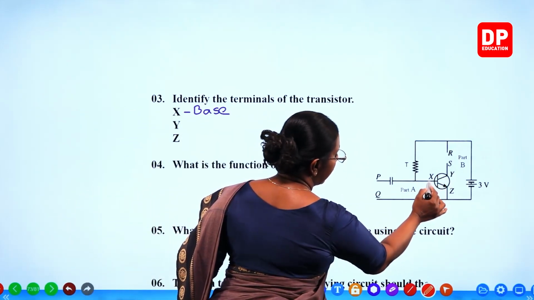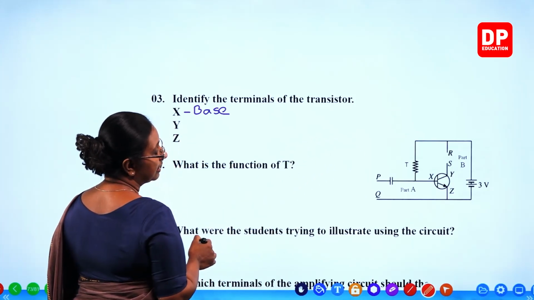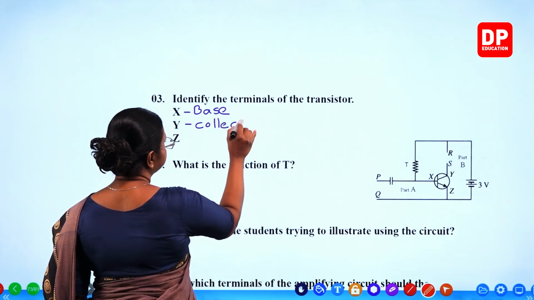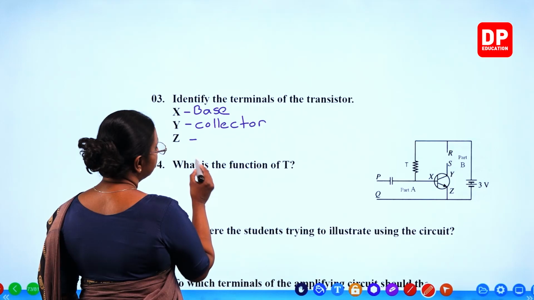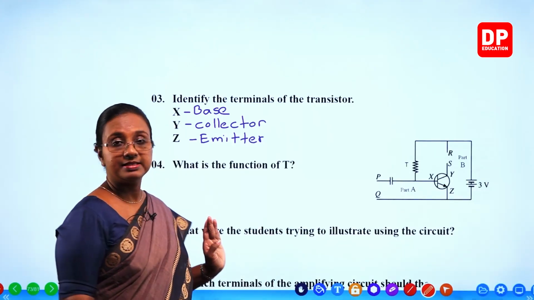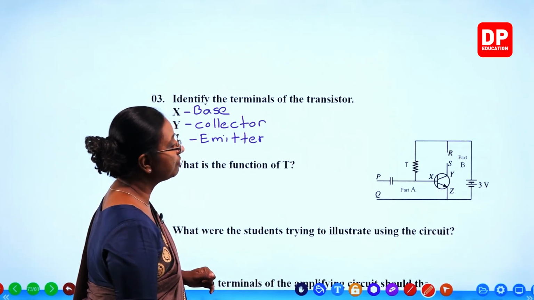Then always the arrowhead indicates the emitter. Then the other terminal is the collector. So Y is the collector and arrowhead is at the Z terminal, so it is the emitter. Base, collector and emitter, X, Y and Z. Is that okay? Then the fourth one, what is the function of T?